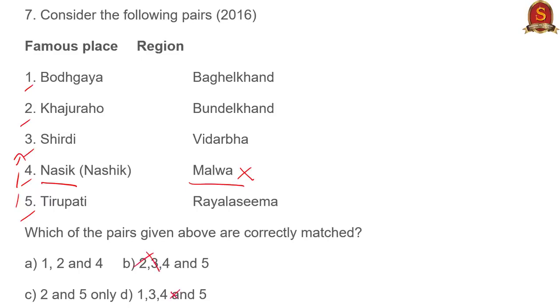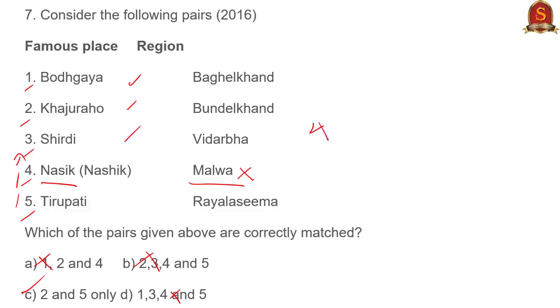If 4 is wrong, B goes out, D goes out and A goes out of contention. The answer is C. It is that simple. Now when you look at it, you might tend to think that Bodh Gaya, Bagalkhand, you tend to overthink when you compare 1, 2 and 3. But all you need to find out is one position matching. Keep this thumb rule in mind.